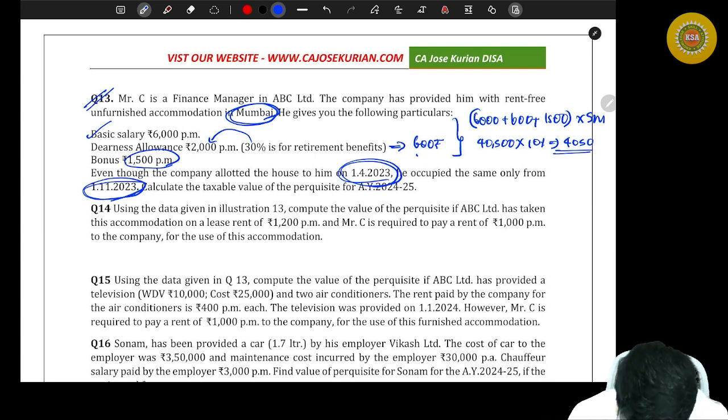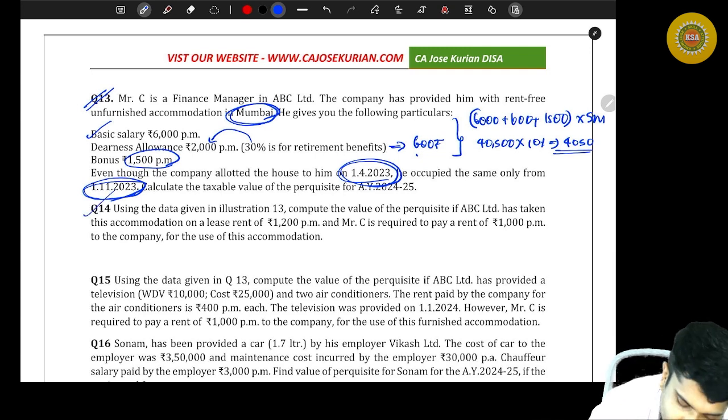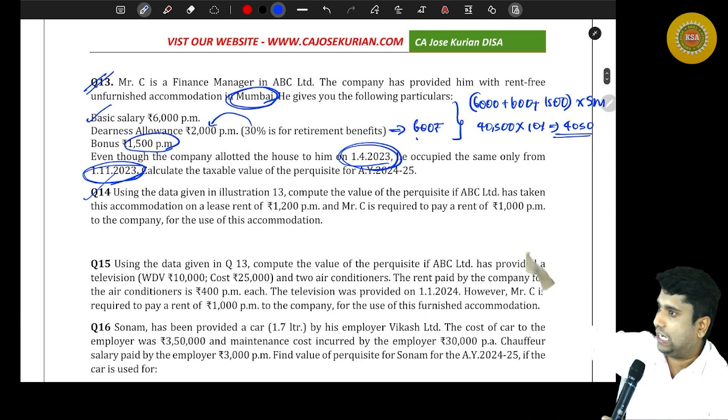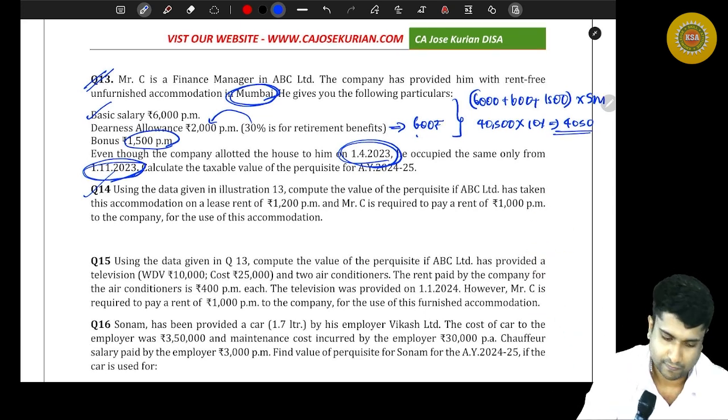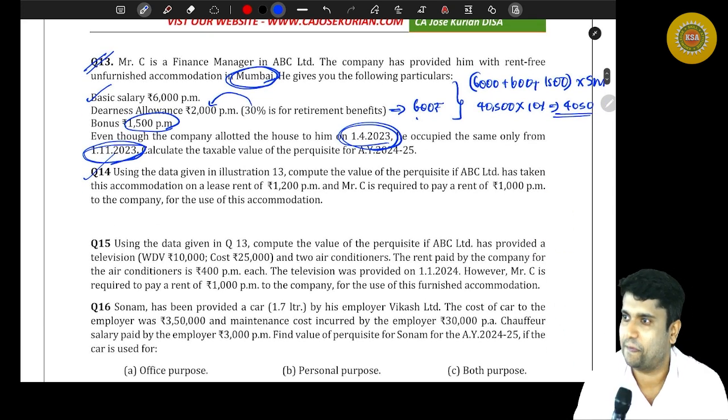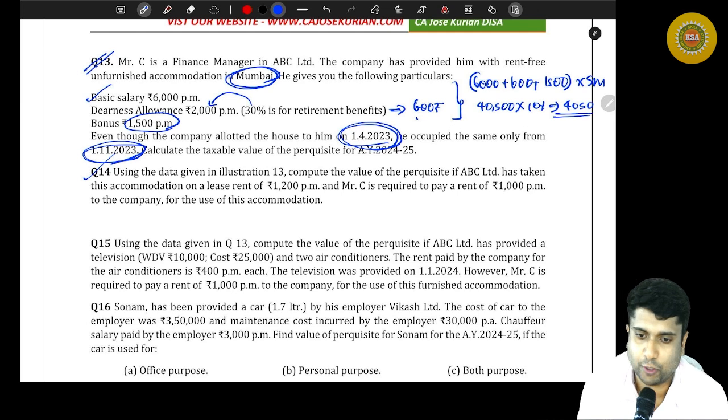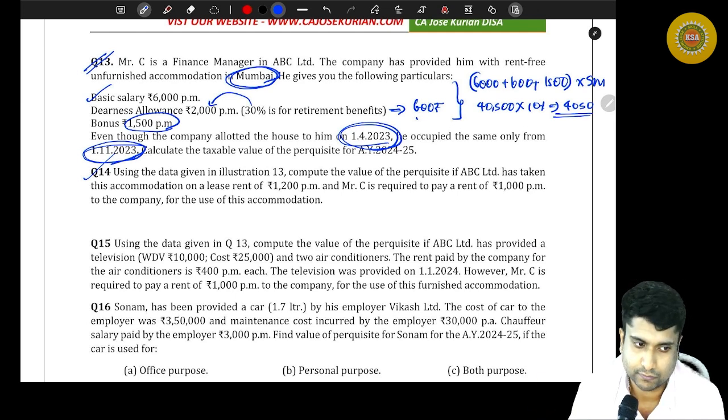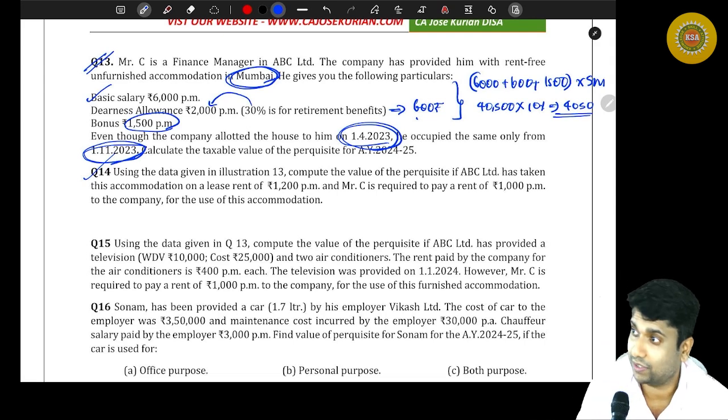Can you read question 14 and solve that also? It's a continuation of this question. Read that and give me the answer. After that we'll leave. Yes. Very good. A lot of answers that I'm getting. Excellent. Understood.